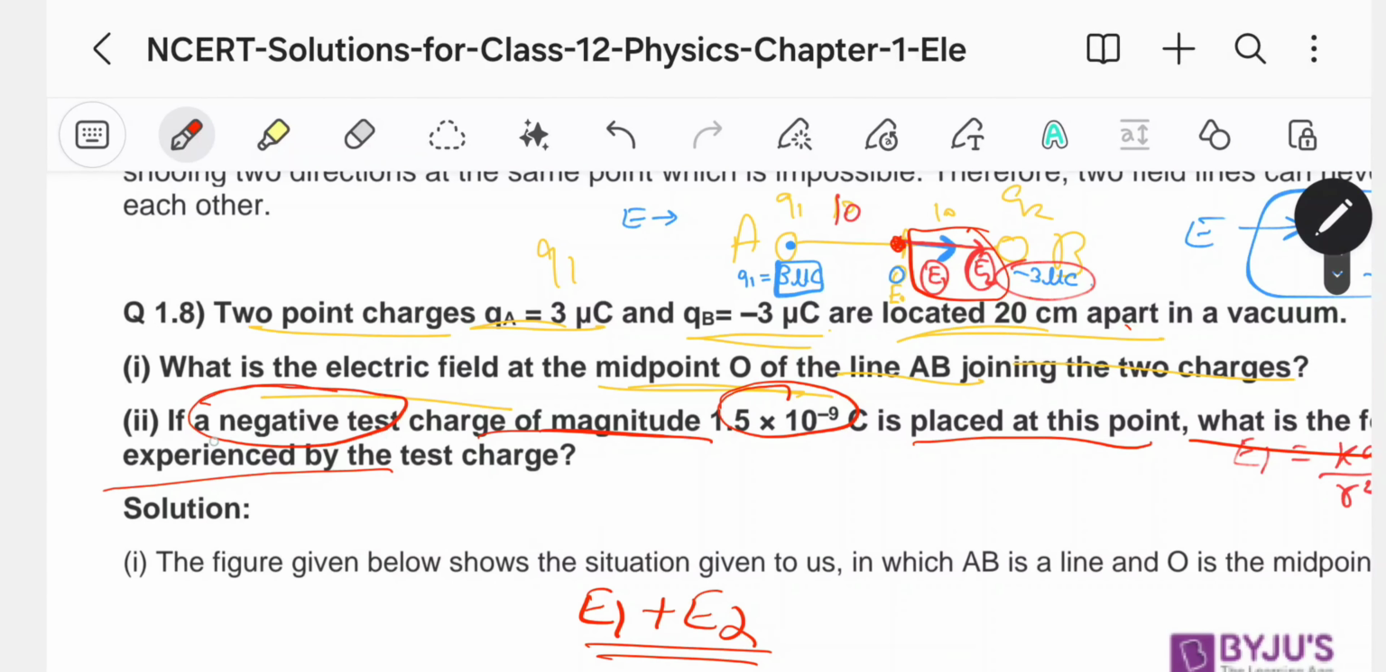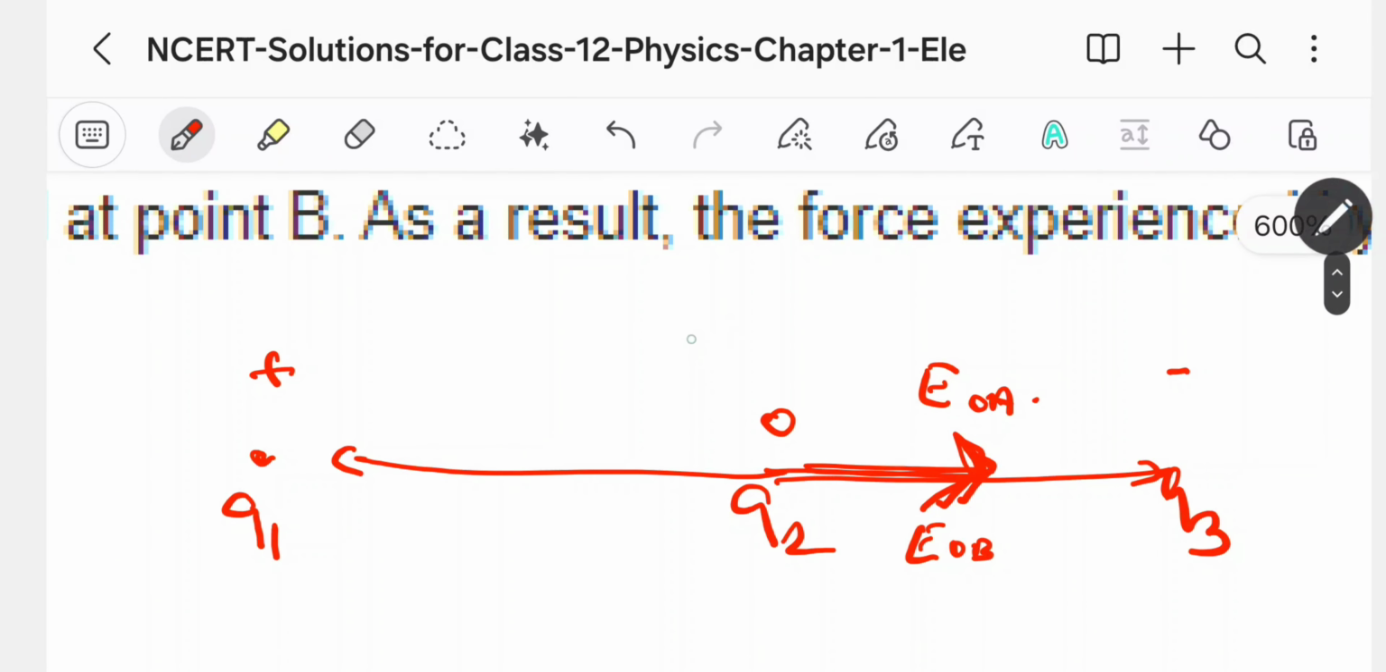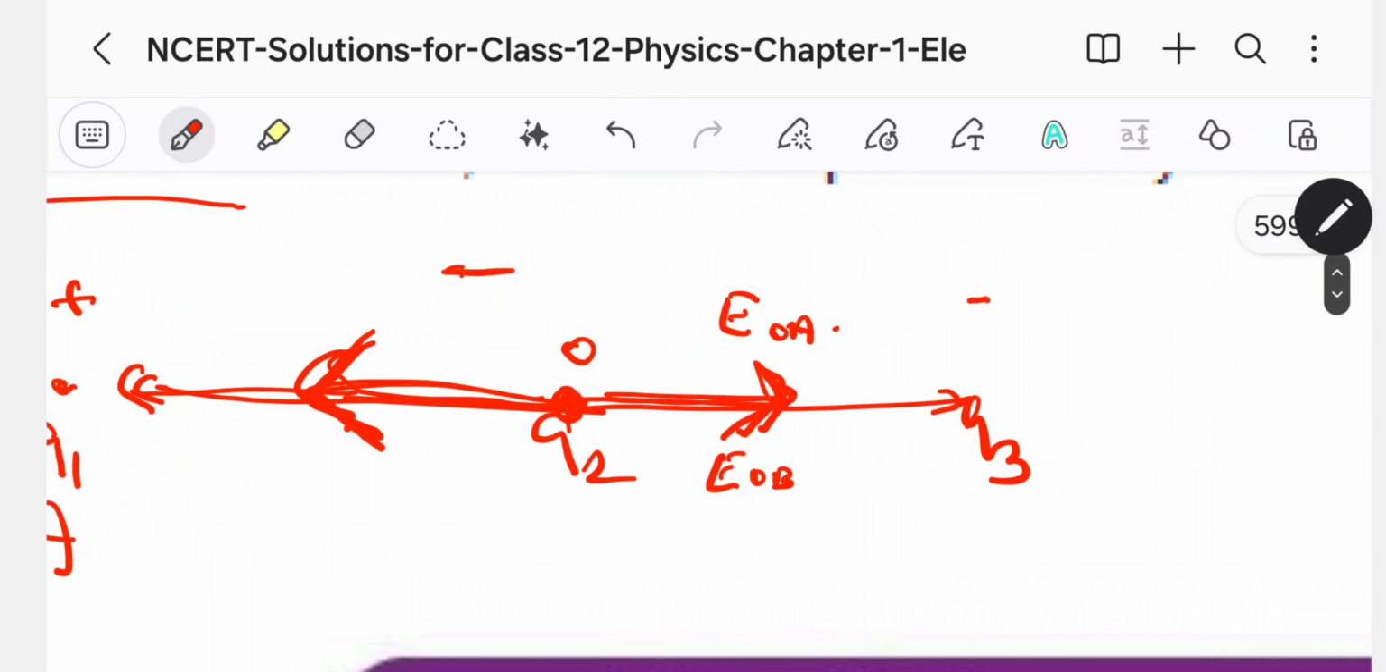What's the question? If a negative test charge, right? A negative test charge, that means it is minus over here. So we have to put it as minus. That means it's going in the opposite direction. So it's going to go from negative to positive. It's going to go like this, right? See, this is negative. So F vector is going in the opposite direction right now, negative to positive.